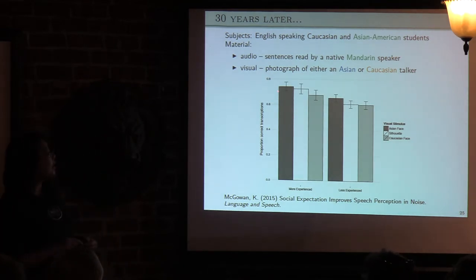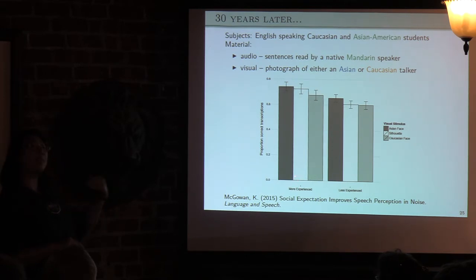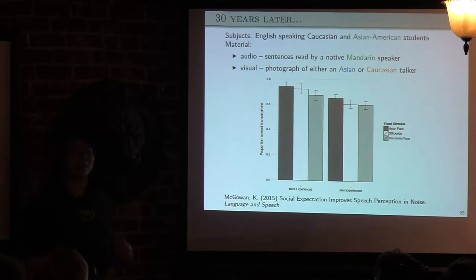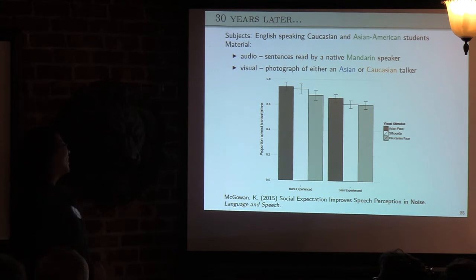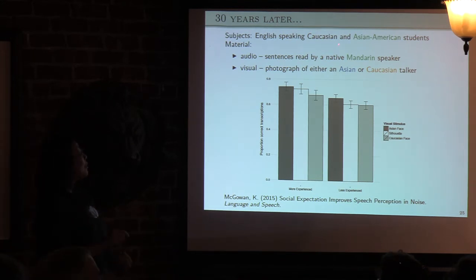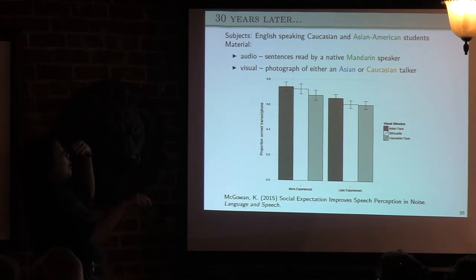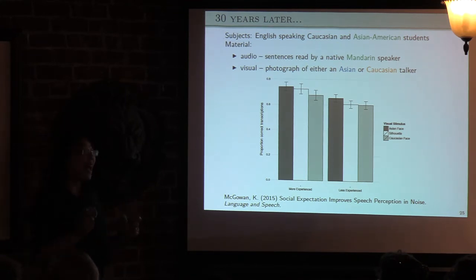The really cool thing is that when the listener is Asian American, and therefore more experienced with Mandarin and Chinese accented speech, they actually do better when the face is Asian, that's the darker bars, than when the face is Caucasian. So this effect gets flipped, right? When the listener is less experienced, so the Caucasian listener, they still have this effect, but it's a little bit smaller. And also, you notice that the Caucasian face and the silhouette face go together. I don't have enough time to talk about that. Sorry. So when he pairs the Mandarin voice with the Asian face, we get exactly the opposite. So there's something else actually going on here.